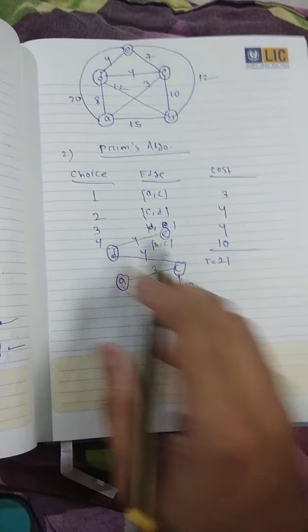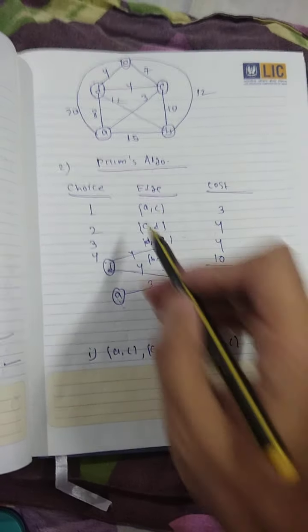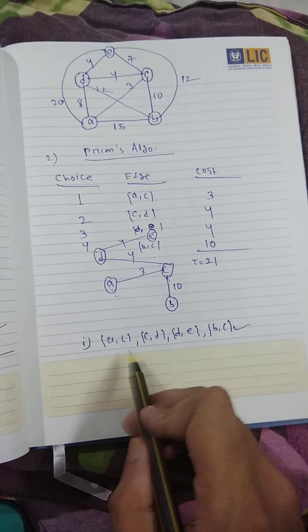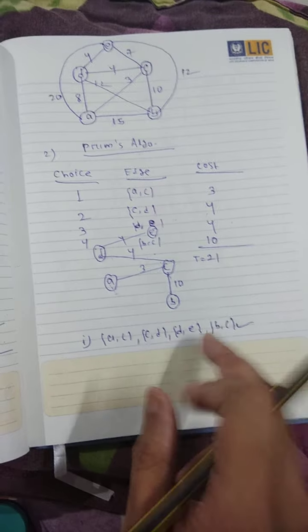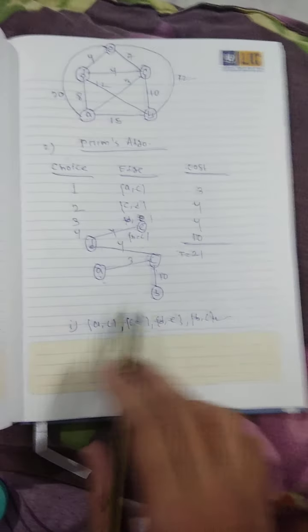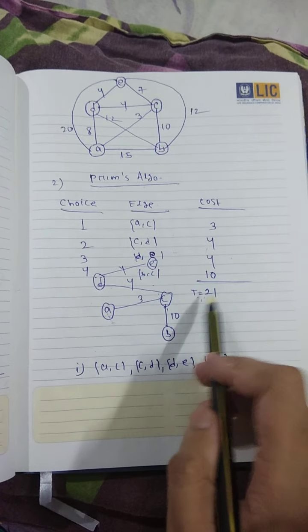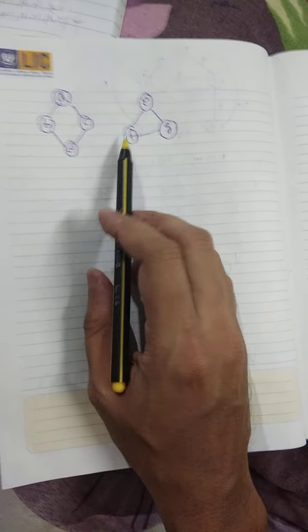So what is the order of sequence here? This is the only order of sequence. We cannot change or exchange any edge. This is the only order of sequence from this Prim's algorithm. But in Kruskal we find 2. Here in Prim's algorithm, this is the only order of the sequence. But the minimum cost is the same for both Kruskal and Prim's, cost is 21.